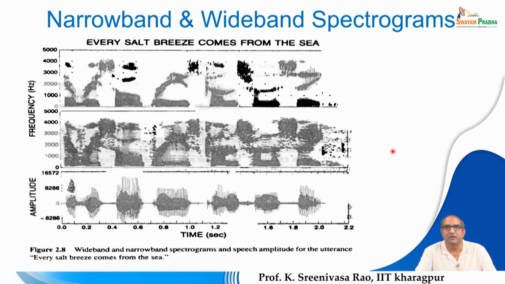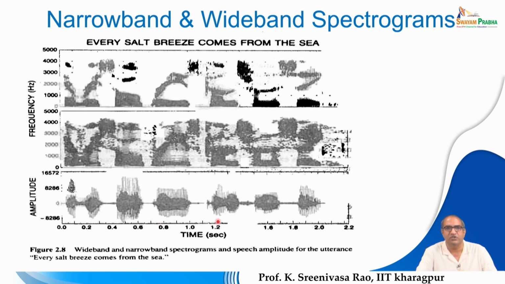Here is the plot corresponding to a speech signal for a sentence, every salt breeze comes from the sea. You can see this is a figure containing 3 subplots. The bottom plot corresponds to the time domain signal, and the upper 2 plots correspond to the spectrograms of this particular signal. We will see what is meant by spectrogram. This time domain signal stretches over close to 2 seconds.